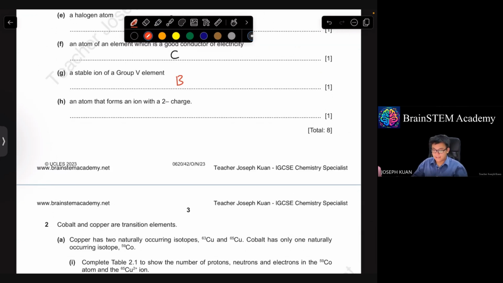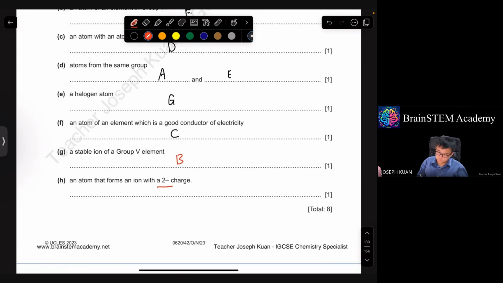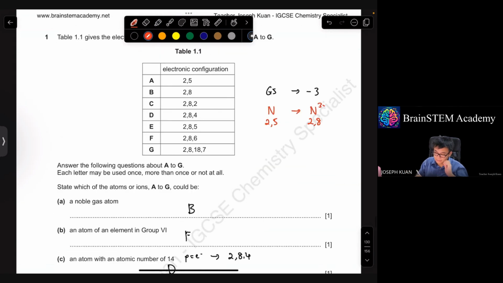An atom that forms an ion with a -2 charge. So what forms -2? Group 6. Which one has 6 valence electrons? F.